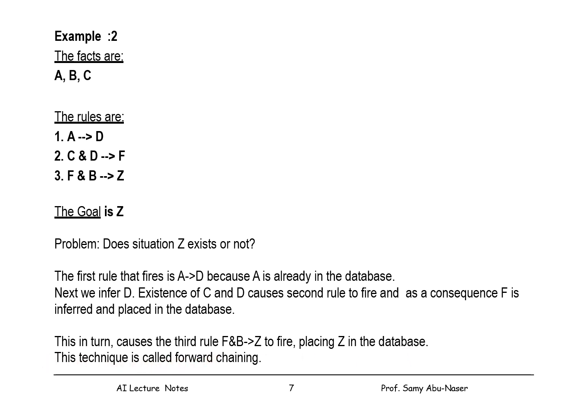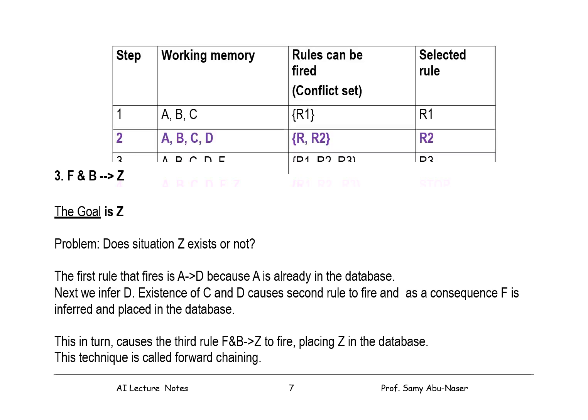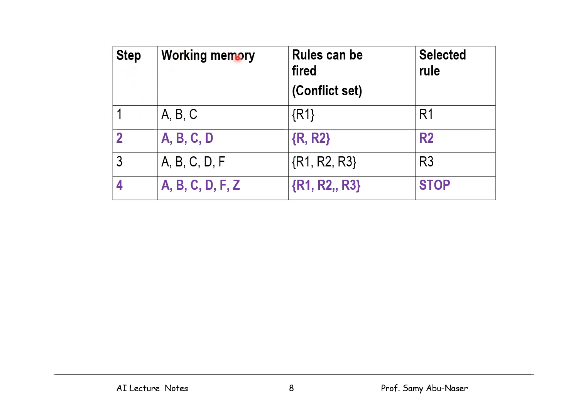Let's solve it step by step. Here it is: step, working memory, rules that can be fired (the conflict set), and the selected rule. In step 1, we put in the memory the facts given: A, B, C. Then we take these facts and check the three rules to see which one can be fired. The only one that can be fired is R1 because, as we said, A is in the facts. So we fire R1. The output is A, B, C, D, where D is the new one.